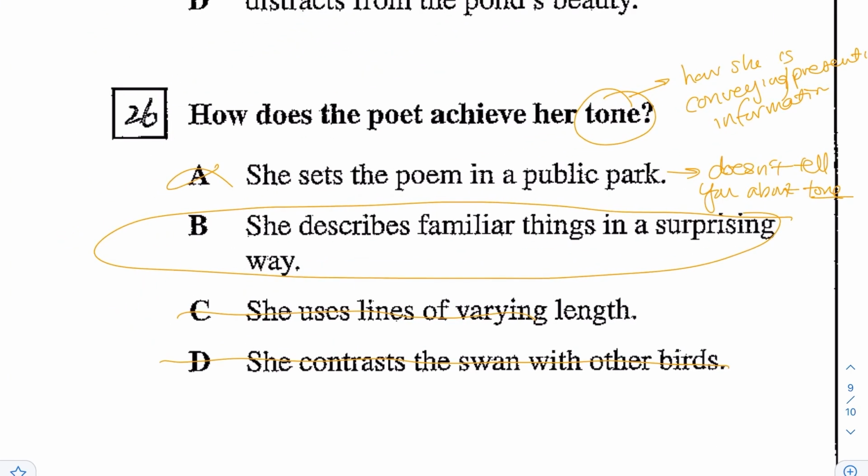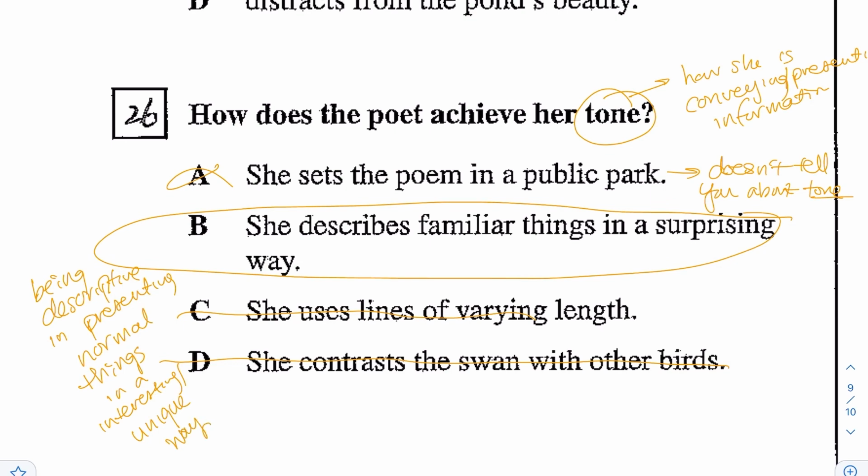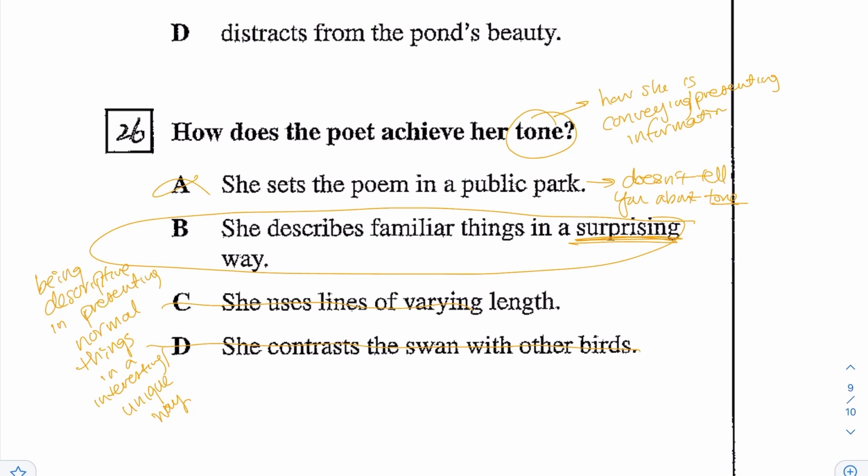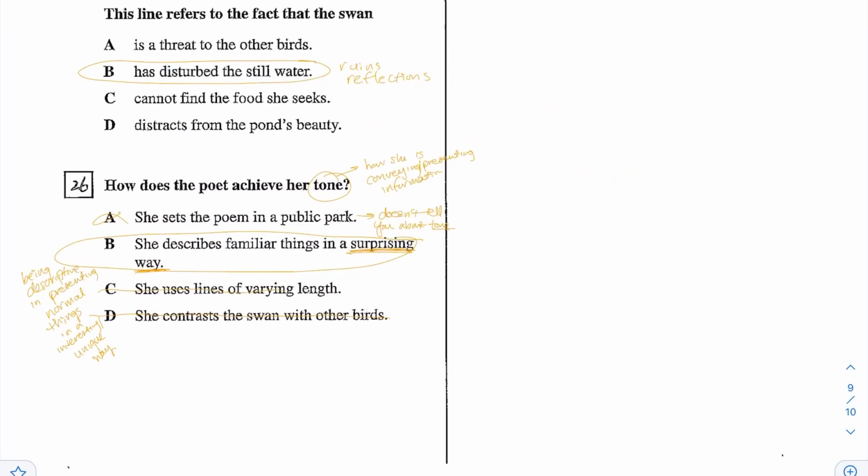What she's doing is she's being descriptive, in presenting just normal everyday things, just a reflection in the water in an interesting or unique way. So she's just talking about the reflections in the water, but she's making it sound way cooler than it actually is, because obviously you can just go to the park, look at a pond, and just see a reflection and think nothing of it. But what she's doing is she's really expanding and wondering about all these different cool things that are happening.